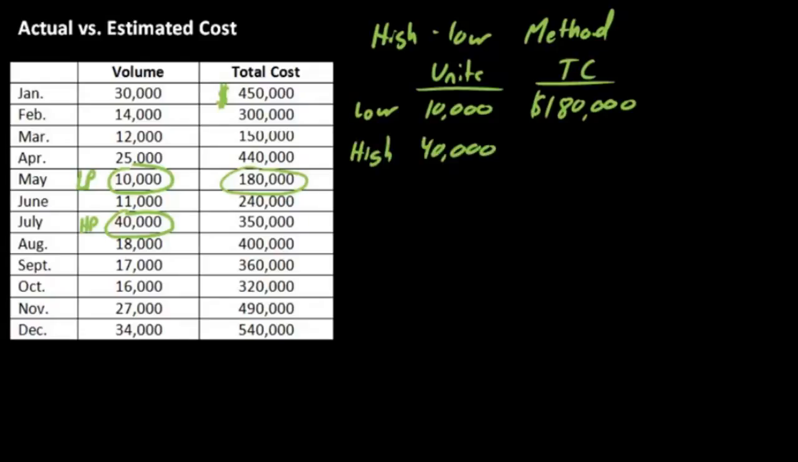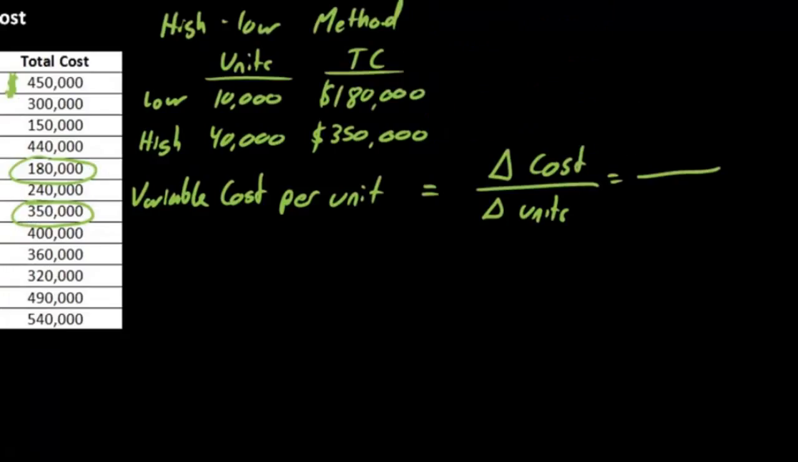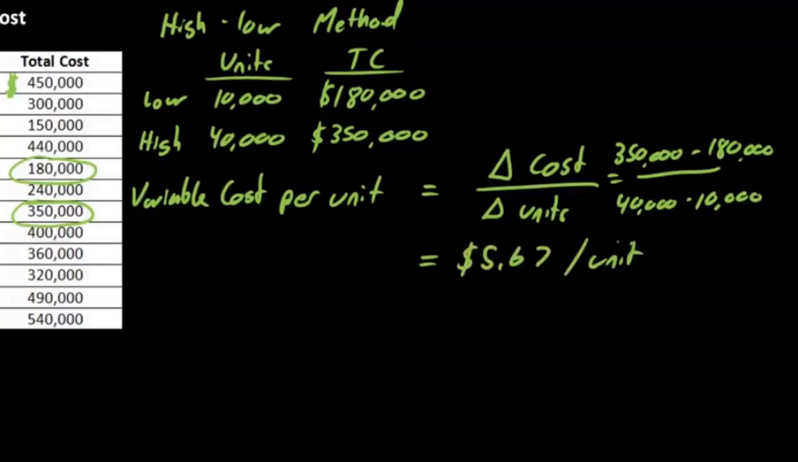And then we know at a high point, which occurred in July, that we sold 40,000 units. And we know our total cost for the month of July was $350,000. So to calculate our variable cost per unit, it's going to equal our change in cost divided by our change in units. In this case, our change in cost would be $350,000 minus 180,000. And our change in units would be 40,000 minus 10,000.